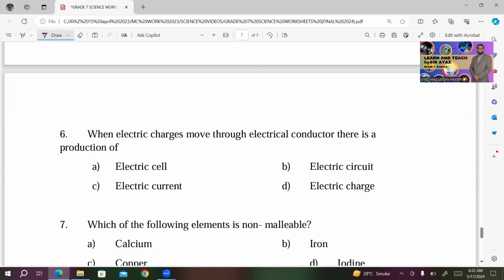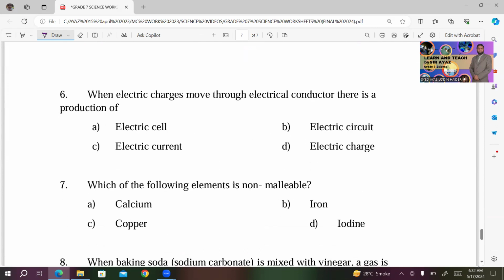Number 6, when electric charges move through electrical conductor, there is a production of A. Electric cell, B. Electric circuit, C. Electric current, D. Electric charge. It must be electric current. Current is produced whenever electric charge moves through any electrical conductors.